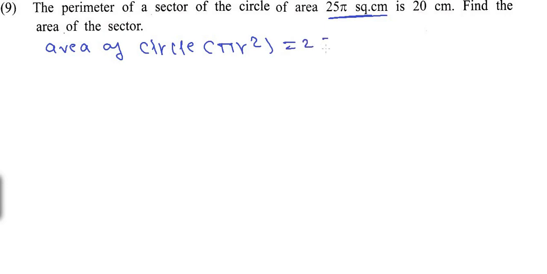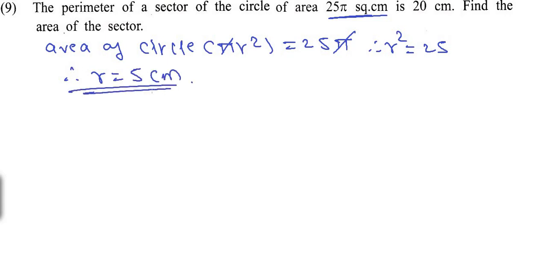Example number 9. The perimeter of a sector of circle of area 25 pi square centimeter. Area is given 25 pi square centimeter. First write it. Area of circle, now we know the formula for area of circle. Pi r square is equal to 25 pi. This pi got cancelled. Therefore we get r square is equal to 25. Take square root on both the sides. Therefore we get r is equal to 5 centimeter.